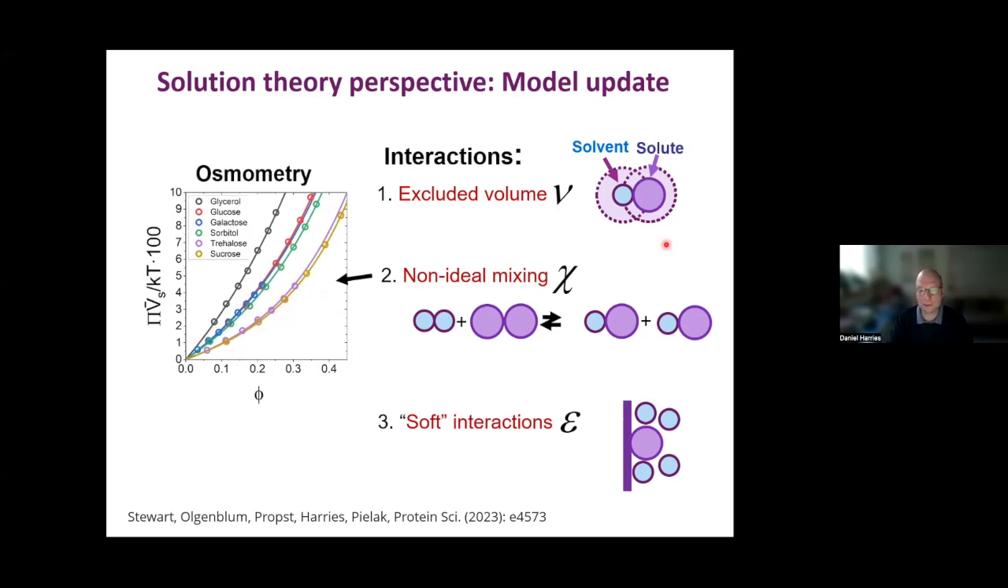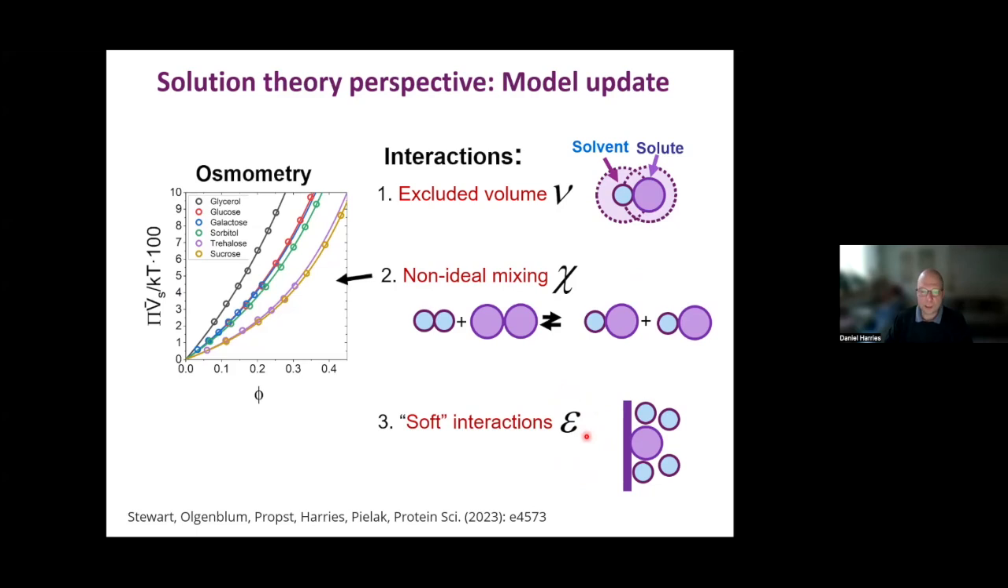evaluated. It's a phenomenological parameter that we can get from, for example, osmometry. We are by now routinely performing vapor pressure osmometry that is also temperature dependent, so we know the enthalpic and entropic component of this chi. And by fits to this osmotic pressure, we can get this chi and also its entropic and enthalpic components.